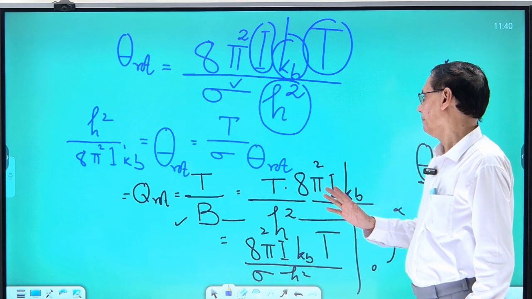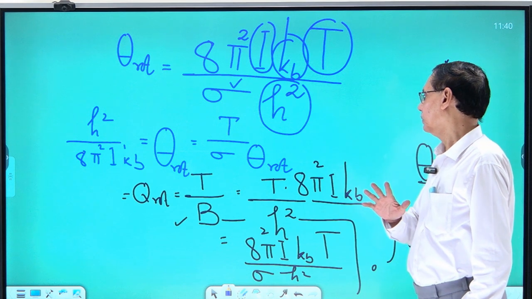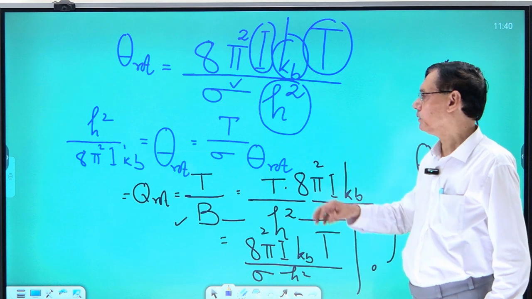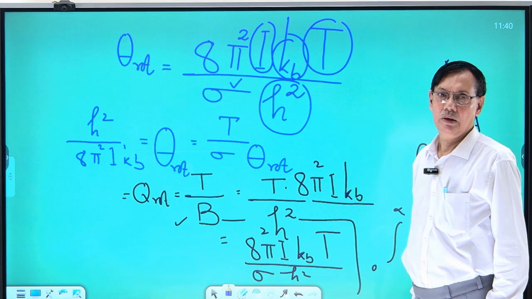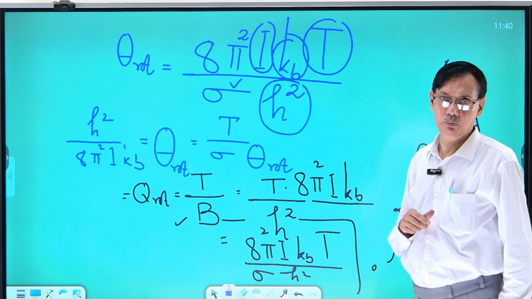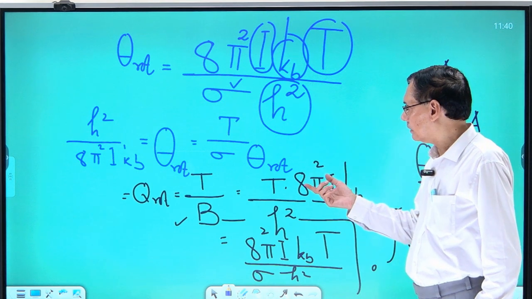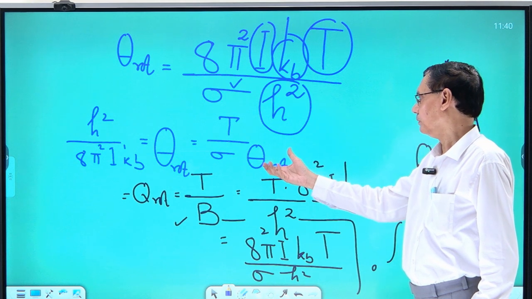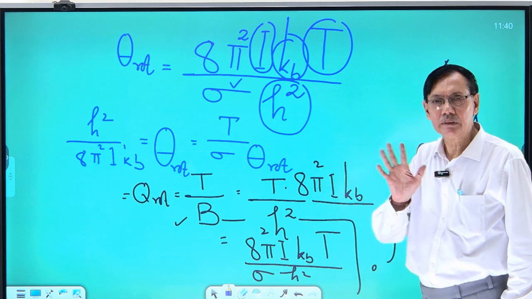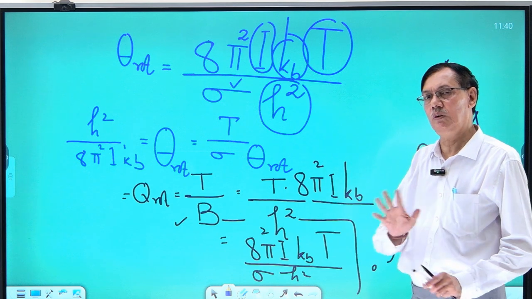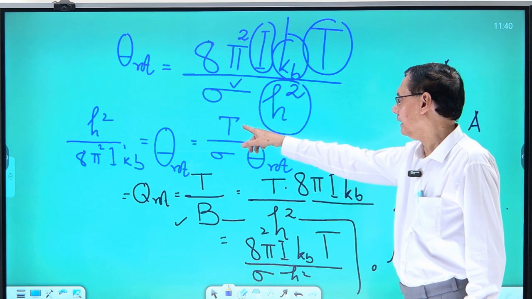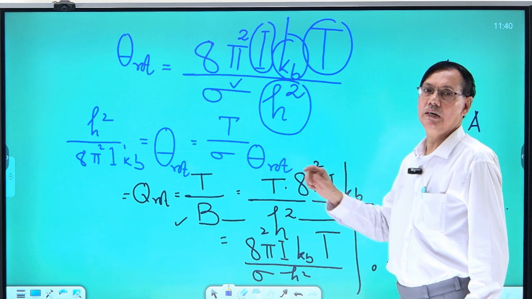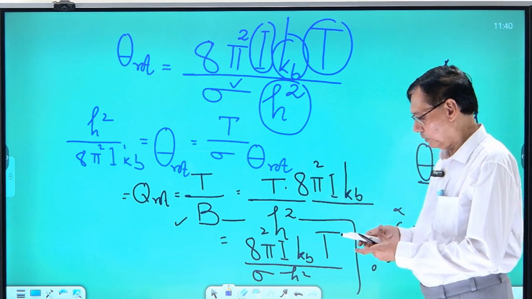Say for example, if I just ask you that the rotational characteristic temperature of nitrogen is 80 and the symmetry number is 2, calculate the rotational partition function of nitrogen at 300 K. No calculator is required, no log table is required. You just have to write 300 divided by 2 into 80. So, that is an MCQ type of question.